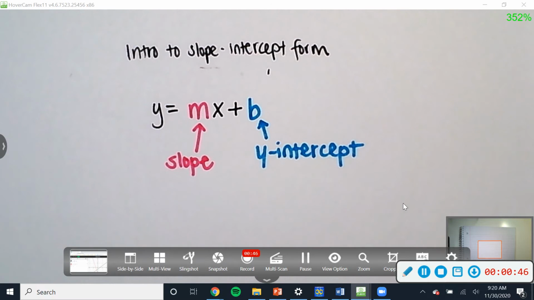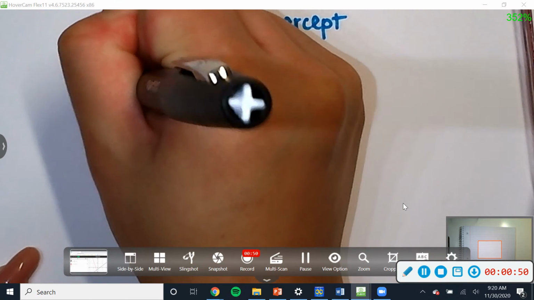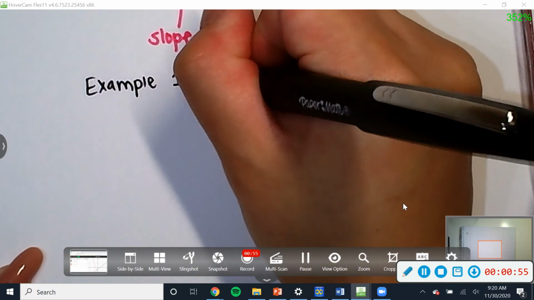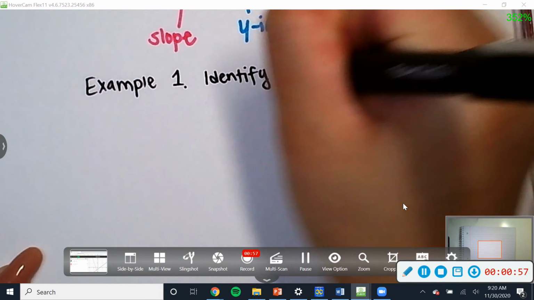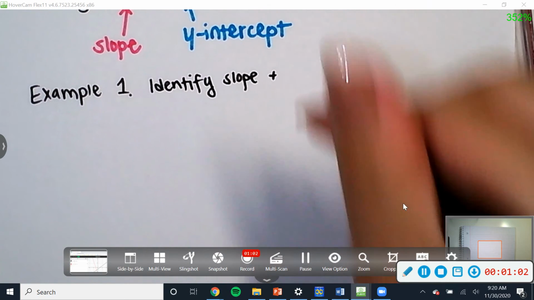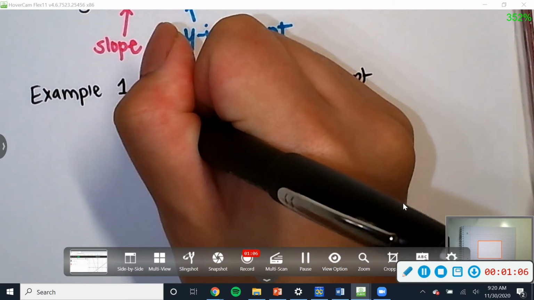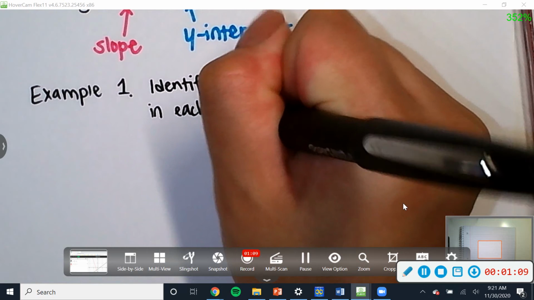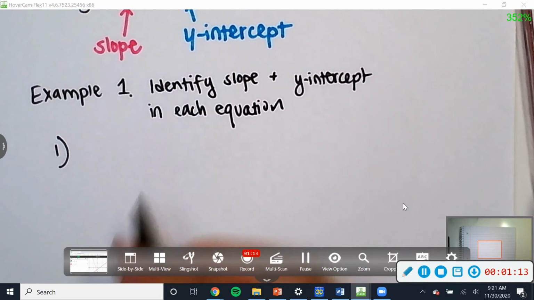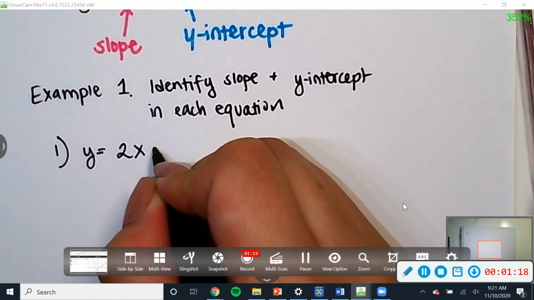So in our first example here, example 1, we want to just identify the slope and the y-intercept for each of these equations. So for equation number 1, we have y equals 2x minus 3.